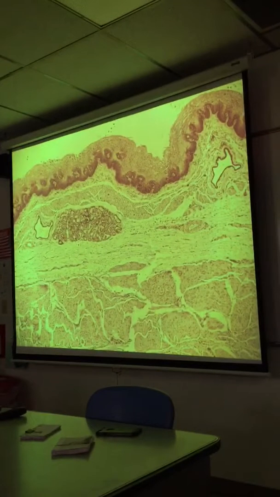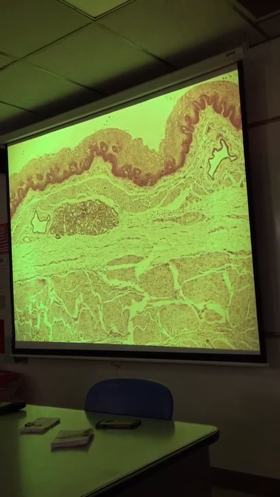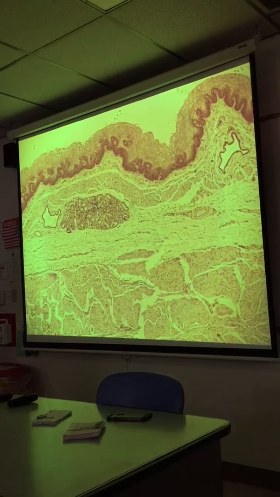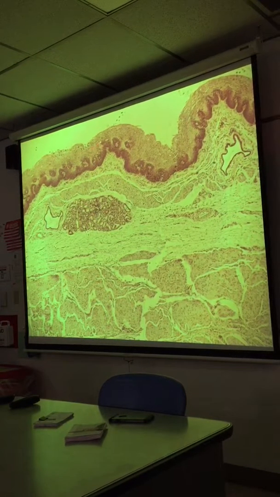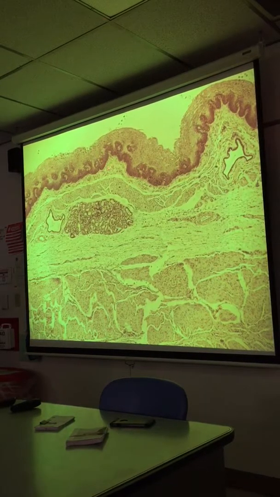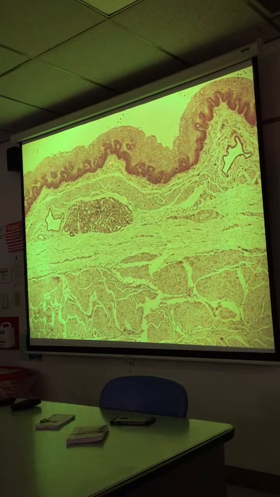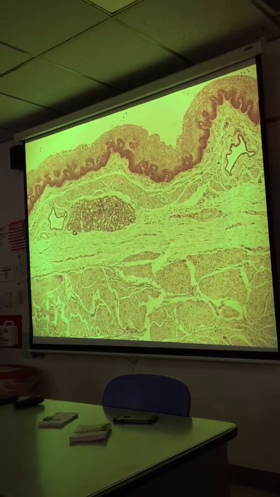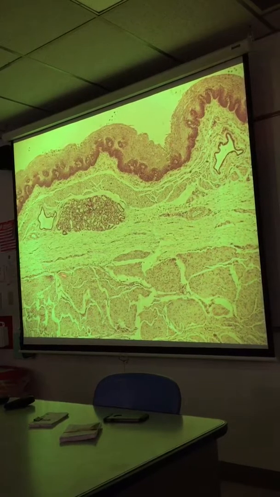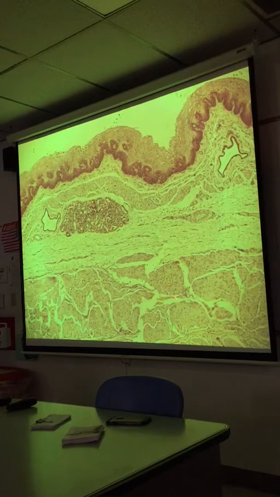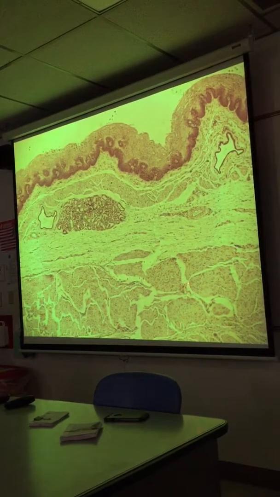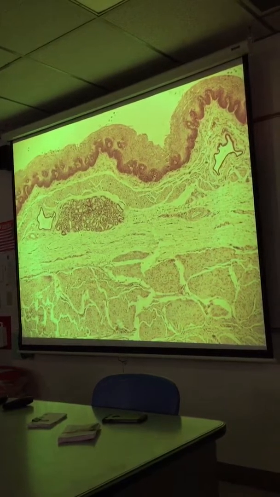Here's unlabeled esophagus still, okay? From here to here, you should still be able to tell the epithelium, lamina propria, muscularis mucosa. This looks like some glands in the submucosa here. This is the inner layer of the muscularis externa. It would be the circular layer of muscularis externa.